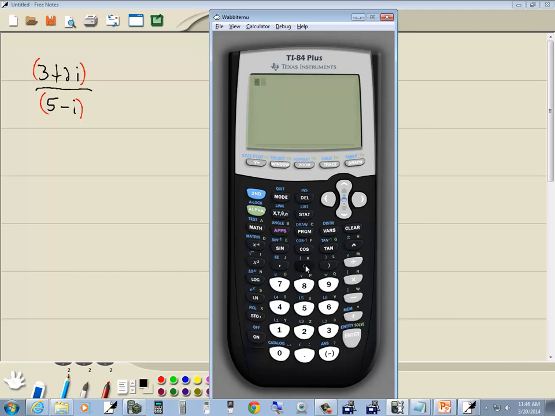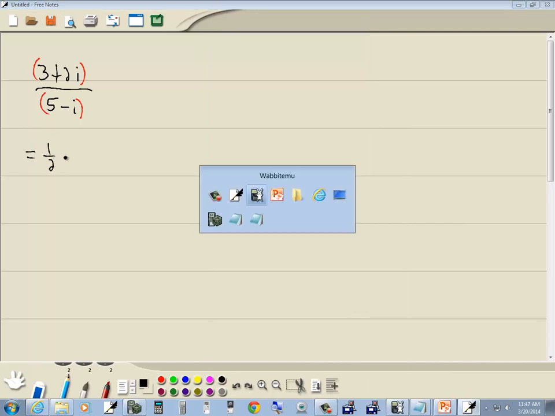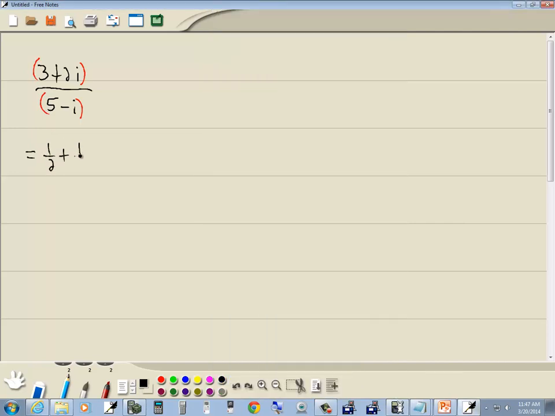So I'm going to do a beginning parenthesis, 3 plus 2, second decimal, closing parenthesis, divided by, beginning parenthesis, 5 minus second decimal, closing parenthesis, enter, and we get decimals. To change any decimals to a fraction on your TI-84 Plus calculator, you press math, enter, enter. So we do math, enter, enter. And then our answer will be 1 half plus 1 half i.